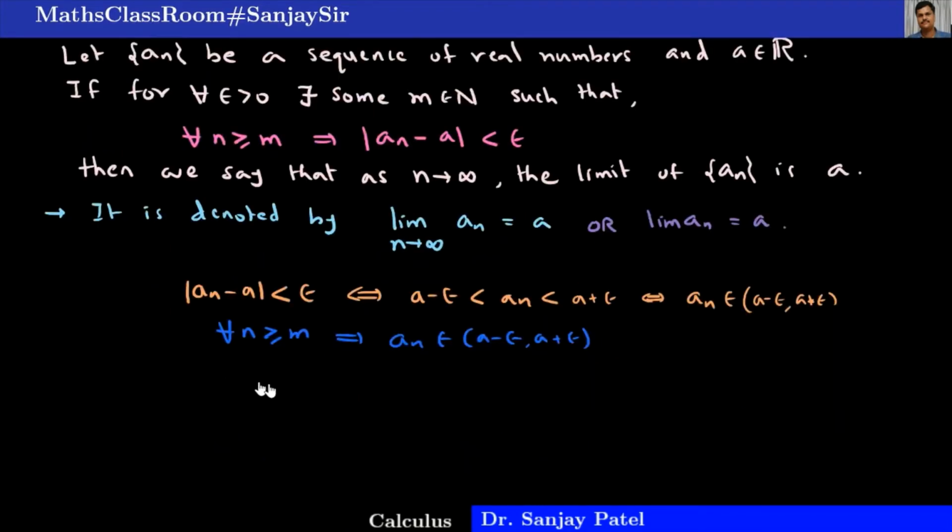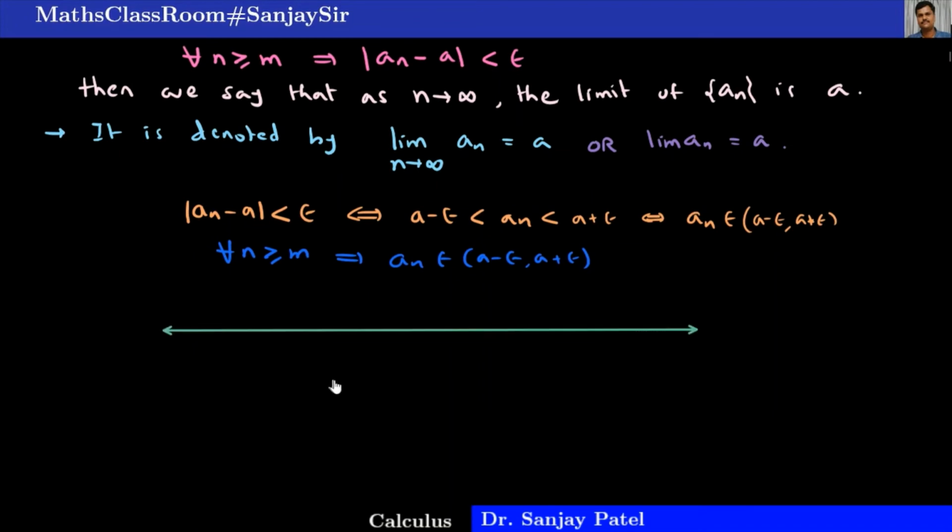So we understand this statement using a diagram. So consider a number line, and suppose the number a is somewhere here, and for any given epsilon we consider a neighborhood a minus epsilon and a plus epsilon of the point a. This epsilon is very, very small, and this is our number line. And this condition says after m onwards, for every n greater than or equal to m, the term an belongs to this open interval.